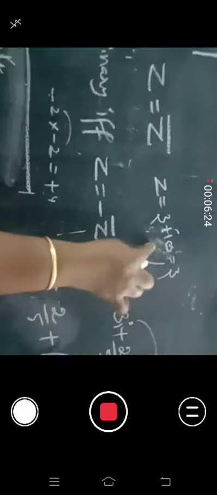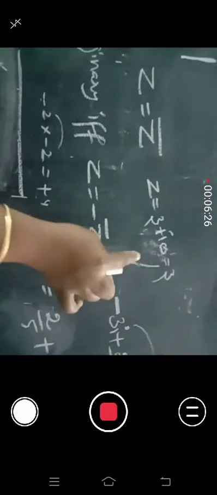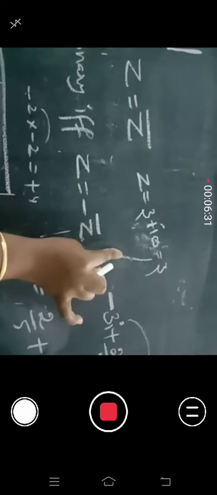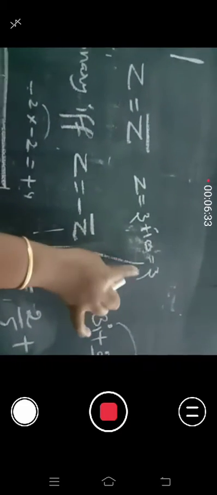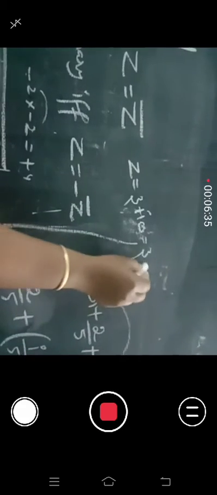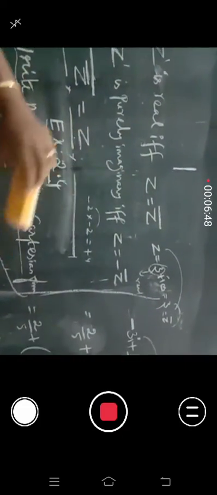Okay. Any number plus 0 is equal to the same number, isn't it? So 3. What is the conjugate of 3? Minus 3? No. Why? Because it is a real number. Conjugate of a real number is itself. So z bar is also 3. So z equal to z bar means what is z? It is a real number. Okay. So this is the concept. So when is z real? If z bar equal to z. Sometimes we use this concept in properties. Okay, just remember this.